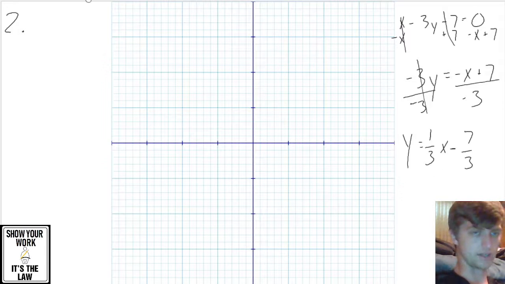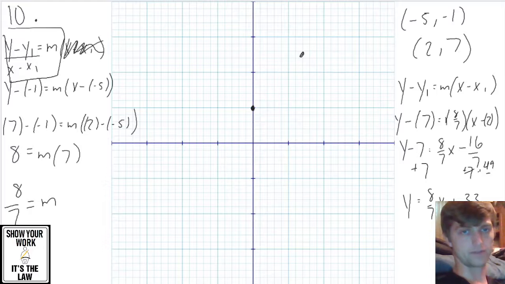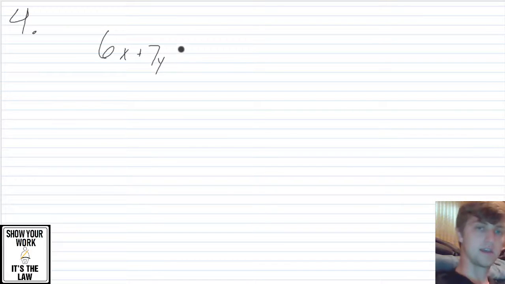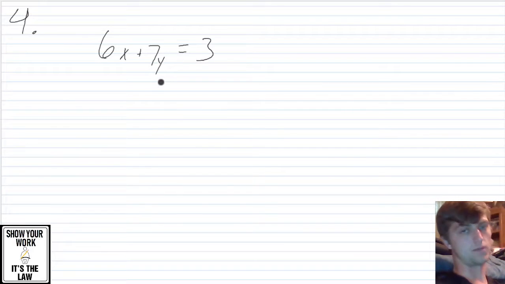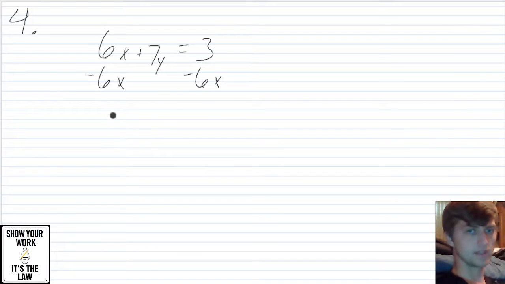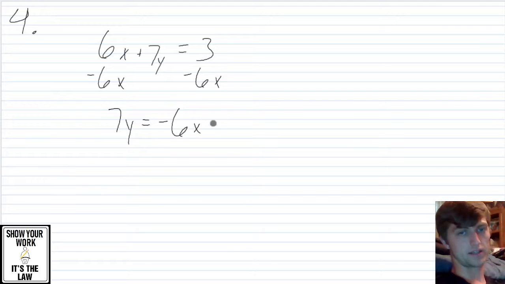Okay, let's do another. I don't need the graph, so we'll go to a non-graph page. All right, number 4, we've got 6x plus 7y equals 3. We want to get the y by itself. Right now it's getting multiplied by positive 7 and added by 6x. So we'll subtract a 6x from both sides. That gives us 7y equals negative 6x plus 3.